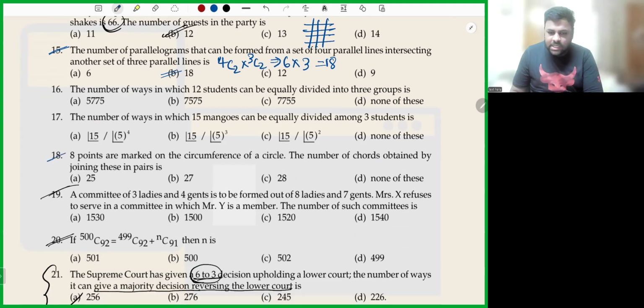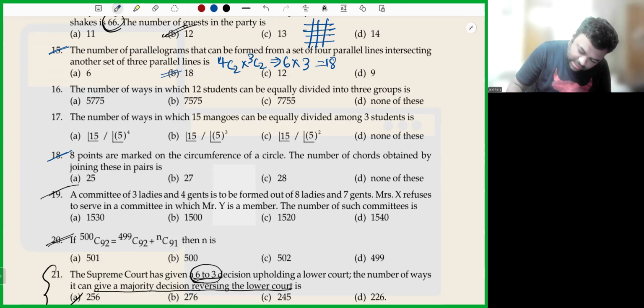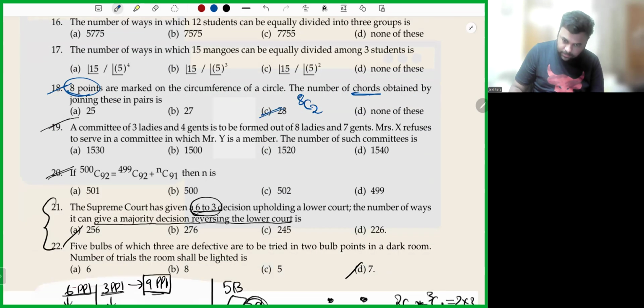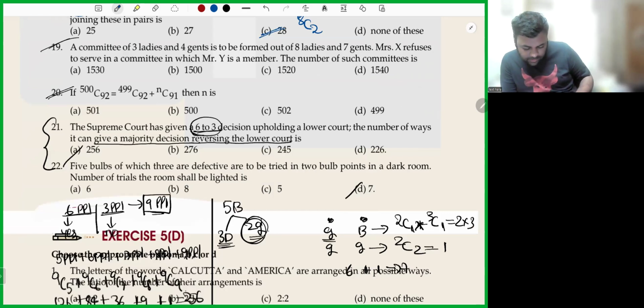8 points are marked on the circumference of a circle. The number of chords that can be obtained. Now 8 points are there. How many straight lines can be obtained? Obviously, sir, 8C2. 8 into 7 by 2, that is 28. I hope all these points are clear.